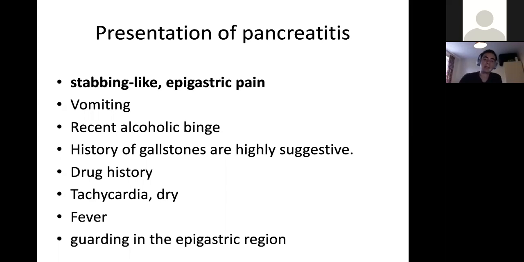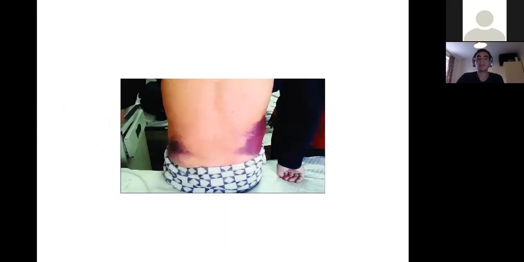And when you examine the tummy, they're guarding and tender in the epigastric region. There's Grey Turner's sign, which is bruising around the flanks, a late sign of pancreatitis, and also Cullen's sign, which is bruising around the umbilicus, around the belly button.